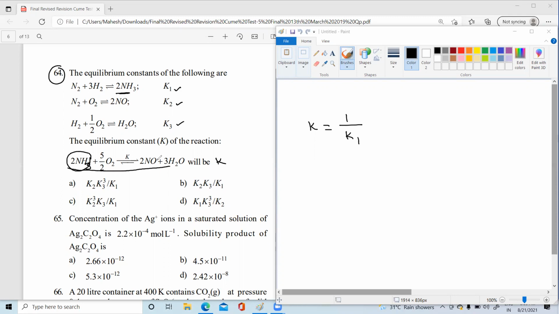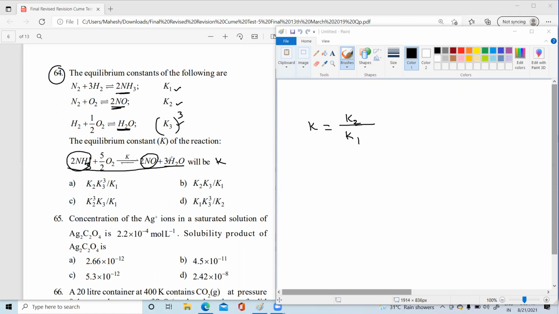Then NO should be taken, students. NO, which side is it on? In equation number 2, NO is there too. Both are on the product side, so directly proportional. So it should be K2, students. And here 3 moles of H2 are formed, while here it is 1 mole. So K3 power we have to take.